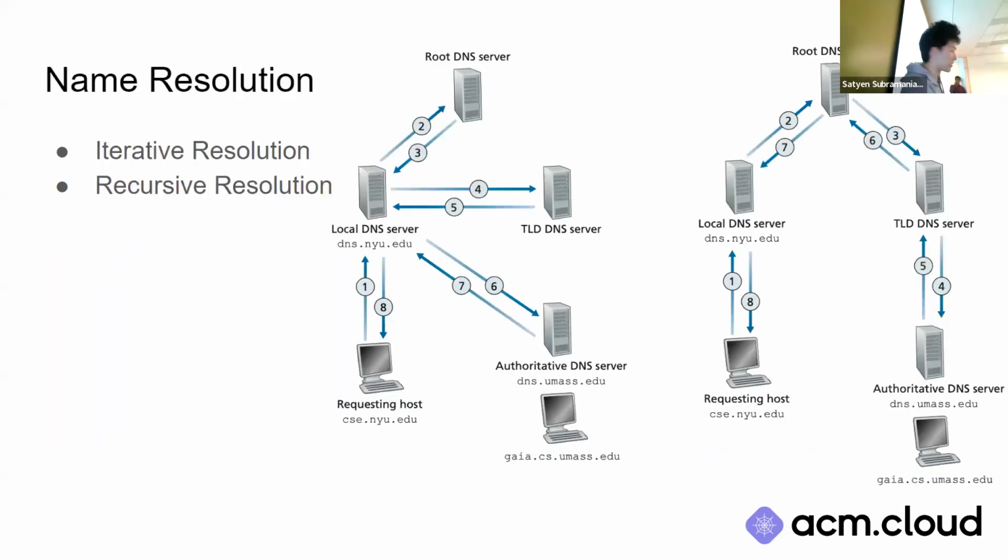Let's go ahead. For the ways to look up names, we have two ways: iterative resolution and recursive resolution. Iterative means that whoever wants to look up the name has to do all the requests. So on the left side, we have our requesting host, and it messages the local DNS server.